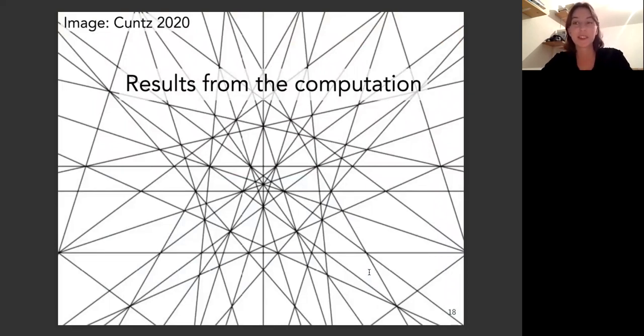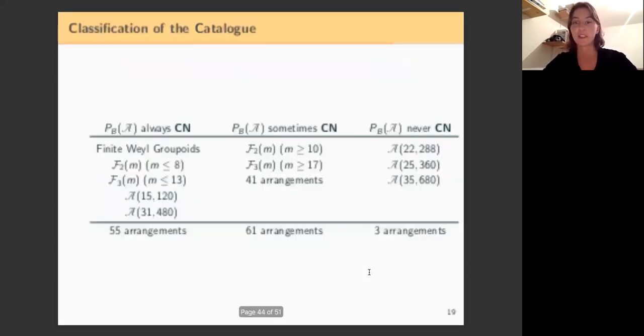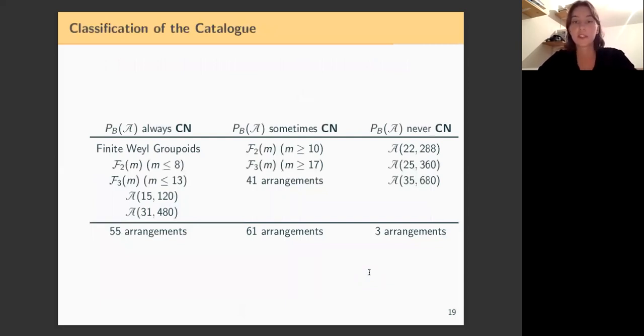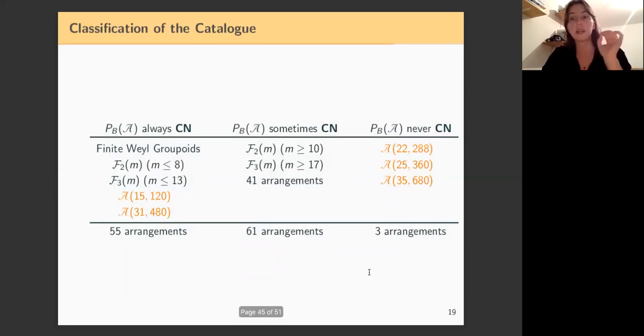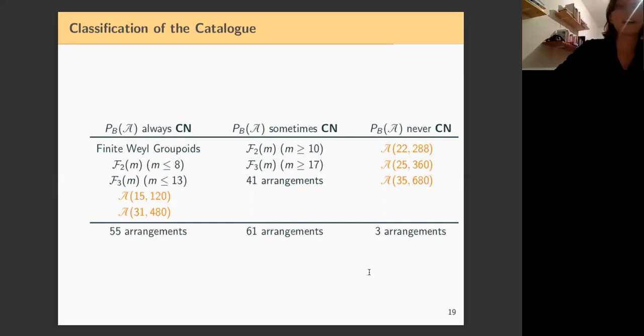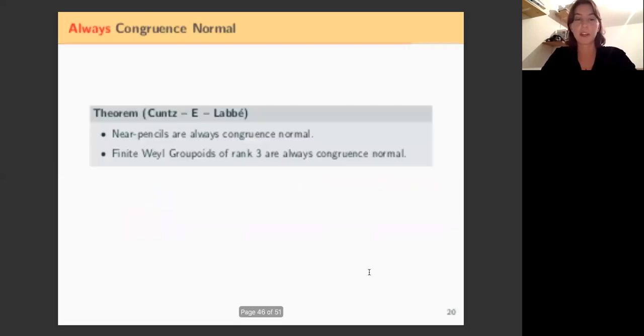Right, so this arrangement is like a blown up image of the new arrangement with 35 hyperplanes that Kunz found earlier this year, and it's one of our special arrangements that I want to talk about. The list that we checked had 119 different arrangements in it. 95 of them were sporadic, and we split it up into 3 categories: those arrangements which are always congruence normal, sometimes congruence normal, and never congruence normal. I'm going to tell you a little bit more detail about each of these, but in particular, I want to point out these 5 exceptional cases that we found, which are really interesting, I think. And as we go along, I'll say why that is.